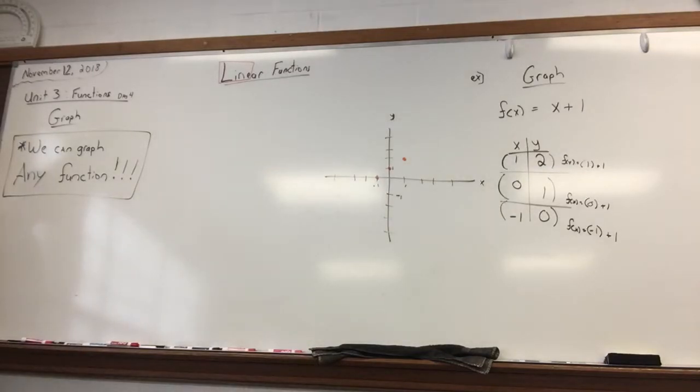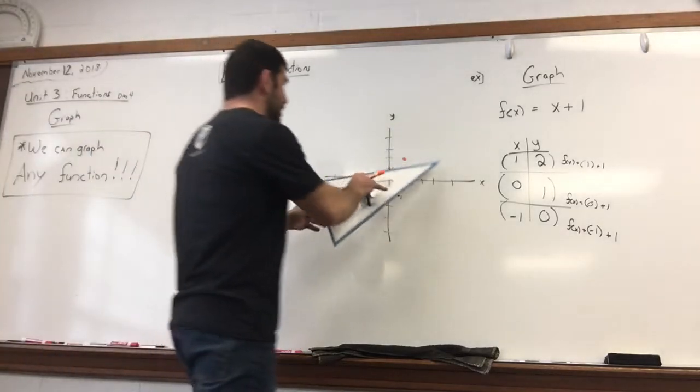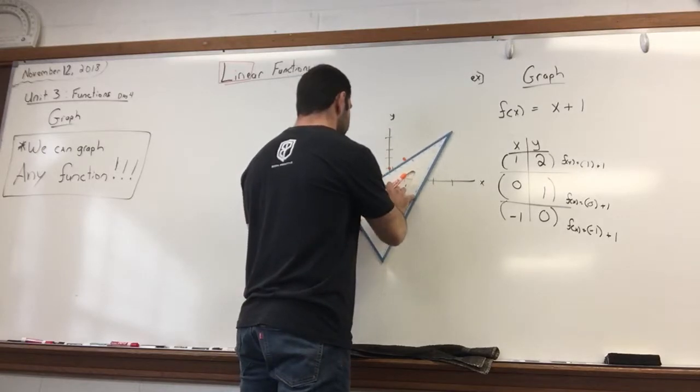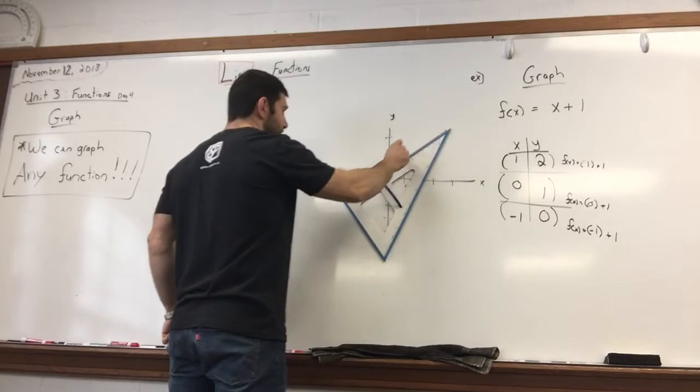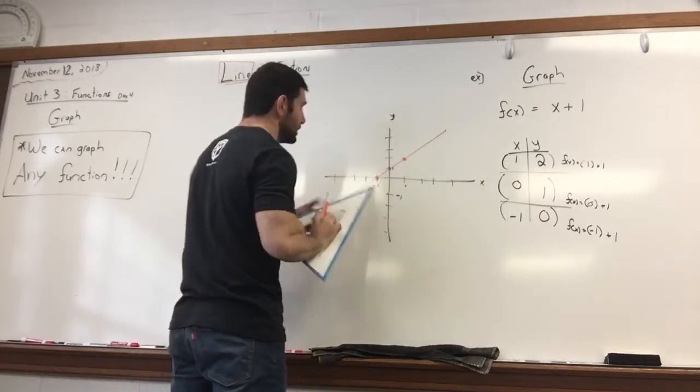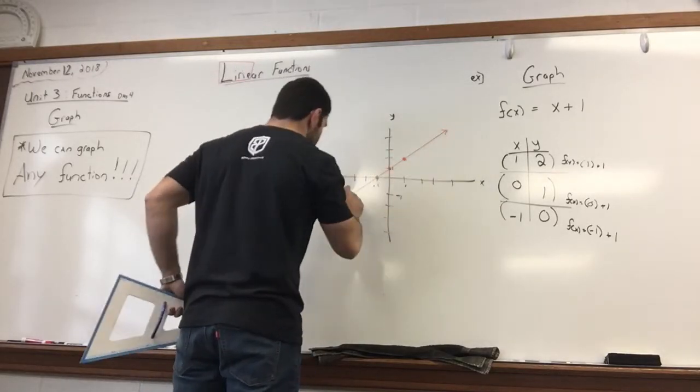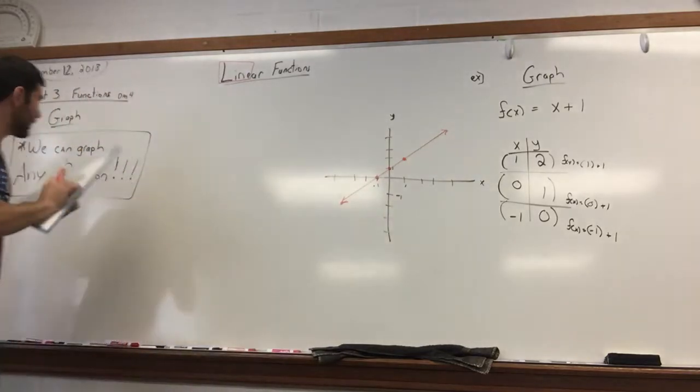Is that how I should graph this function? What did we say linear functions should look like? A straight line. Will mine be a little bit off because I made up my own graph? Probably. But we're going to need a straight line that extends forever in both directions.